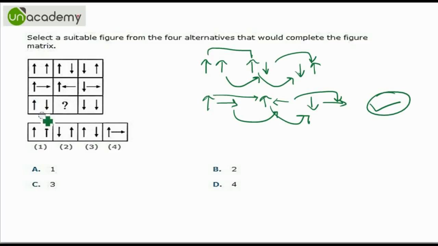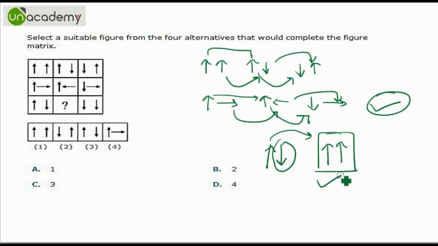Very nice. So we will apply this pattern now to third row. That is, we will invert this arrow and retain this arrow. So this will be the answer figure. That is option 1.